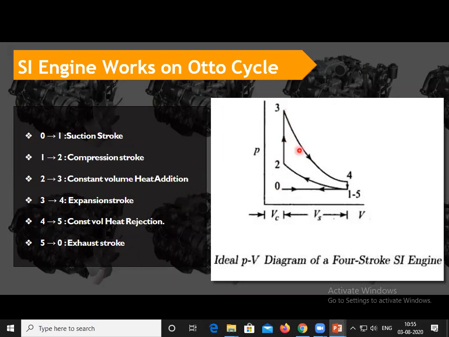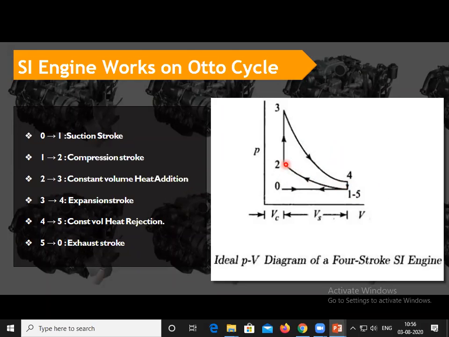And what is the fourth event? Expansion. During this event, the combustion products move the piston downwards, and power is produced here. We can call that the work output. And what is 4 to 1, or 4 to 5? This is nothing but exhaust. During this, at constant volume, that means when the piston is at bottom dead center within the cylinder, all the gases leave to the atmosphere.